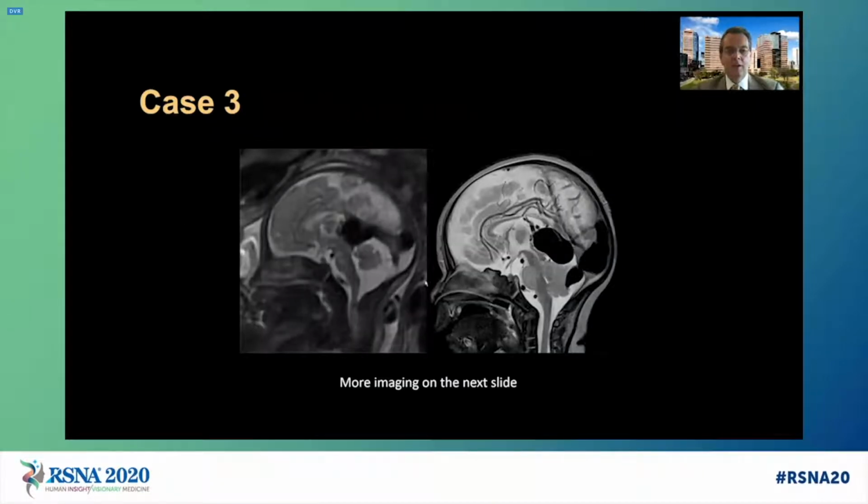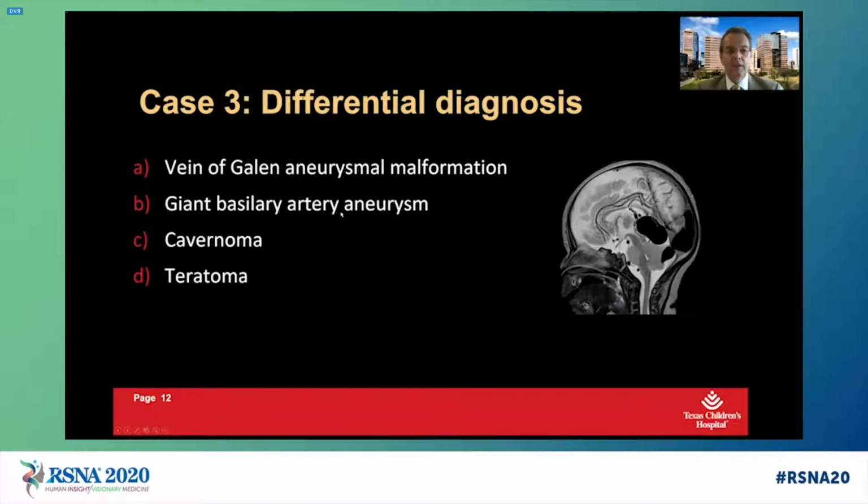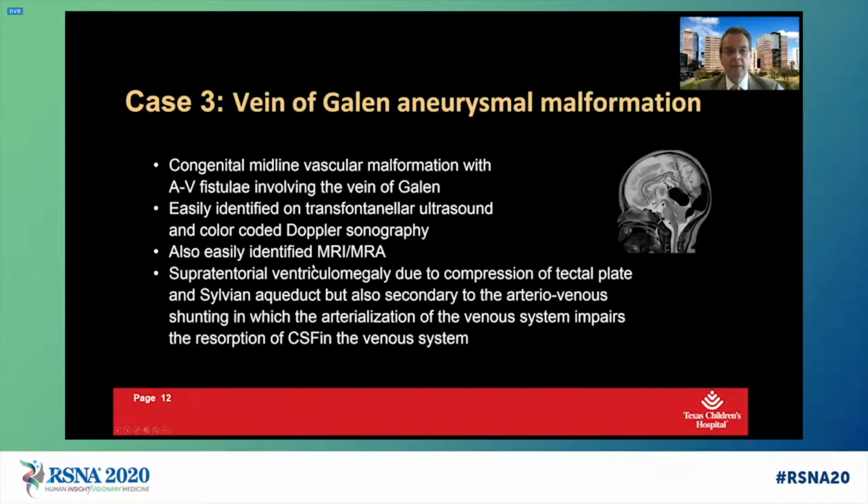Next case. A fetal T2-weighted MRI in the sagittal plane and the matching postnatal T2-weighted MRI. We see a tubular T2 hypointense structure in the midline superior to the vermis, confirmed in postnatal imaging. The postnatal ultrasound imaging, including color-coded duplex sonography, shows a hypoechogenicity of this lesion with exquisite turbulent flow within this lesion. Now, what is this? A vein of Galen aneurysmal malformation, a giant basilar artery aneurysm, a cavernoma, or a teratoma? This is a vein of Galen aneurysmal malformation.